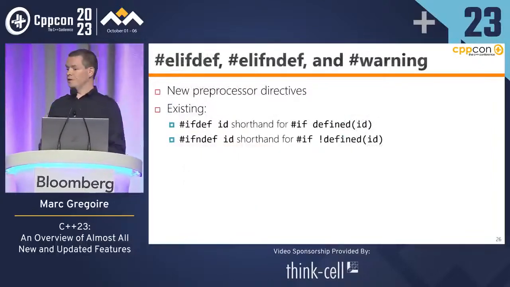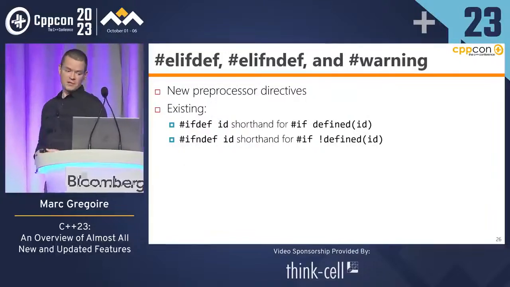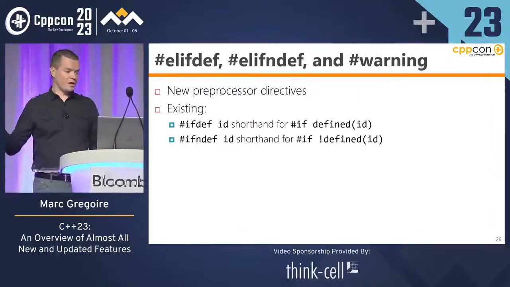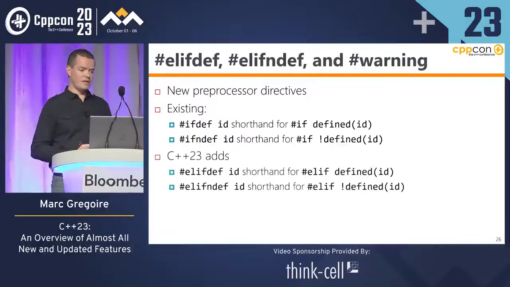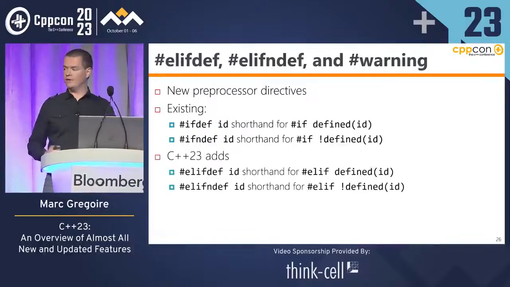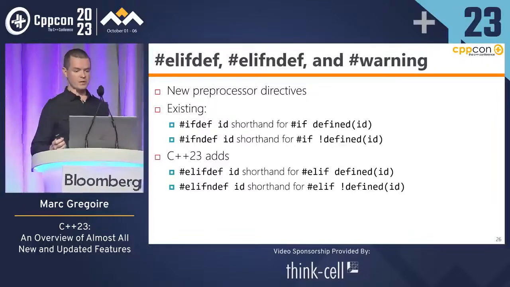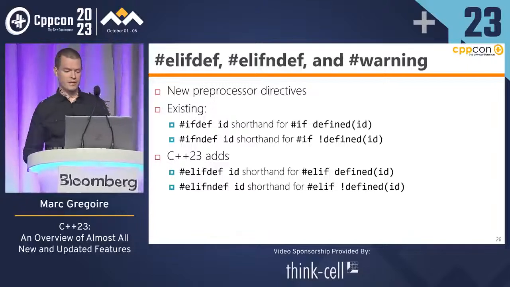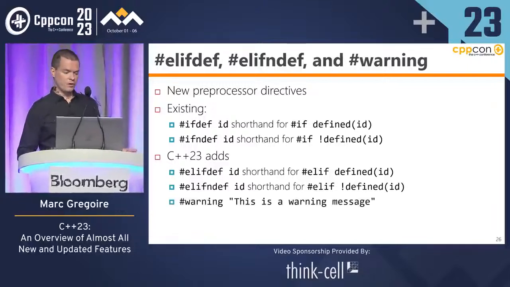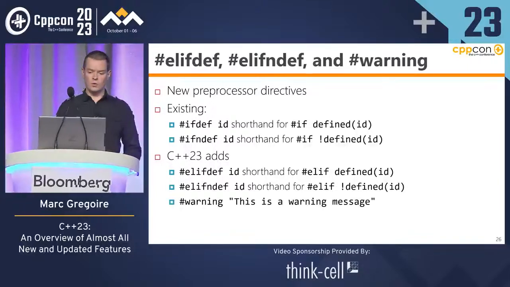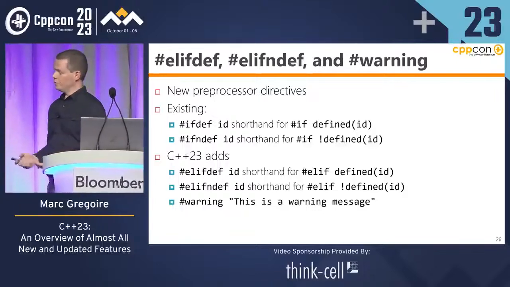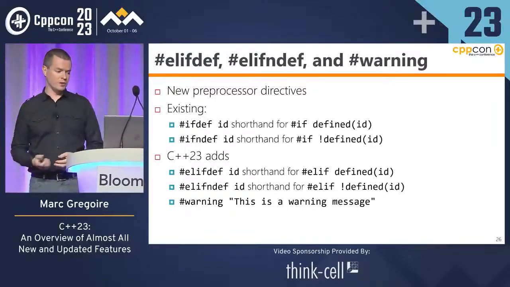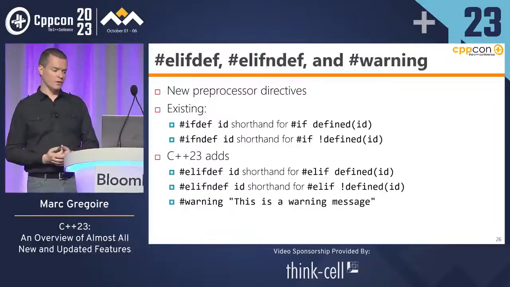In C++23, we even have a couple of new preprocessor macros. So we already had these ones, if-def and if-ndef. C++23 adds the following: elif-def and elif-ndef. So they are basically shorthands for the things that you see on the right. And one more, we have warning. So now you can force the compiler to emit a warning. You could already emit an error, but now you can emit a warning as well during your compilation.